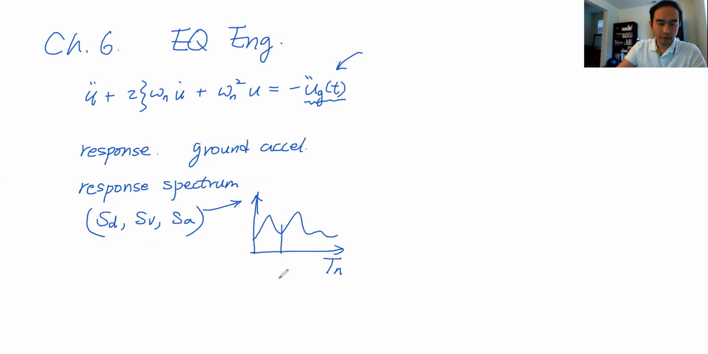When you fix the period of the structure, run the analysis of the single degree of freedom system and get the maximum value, that is going to be just 1 point here. And by changing those periods, you can have multiple points. When you connect all those points, that will be the response spectrum.